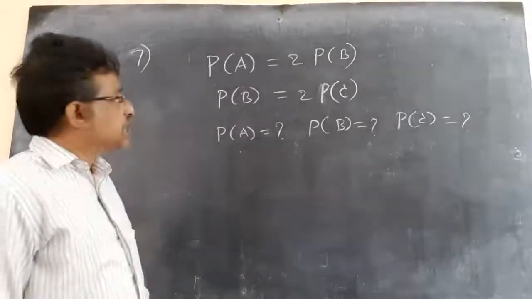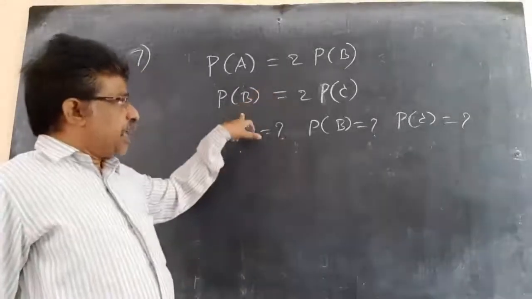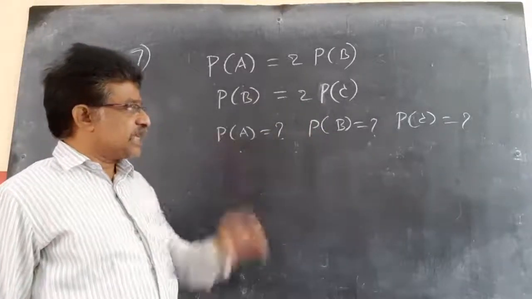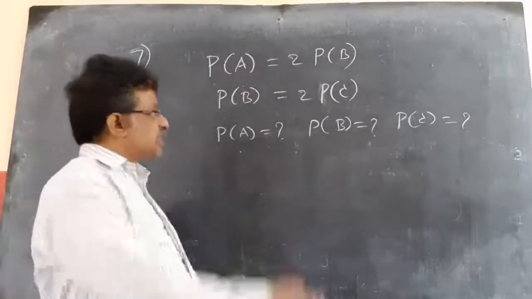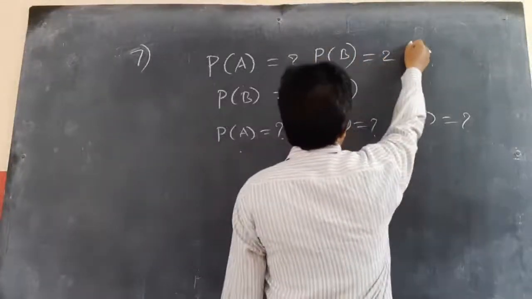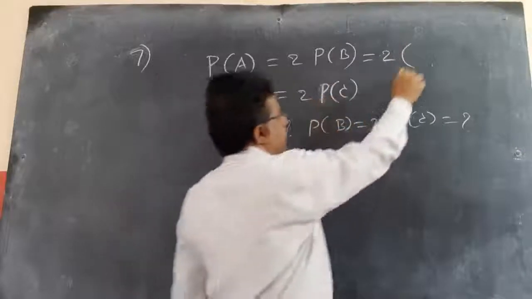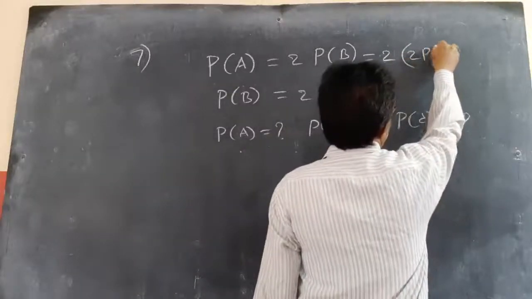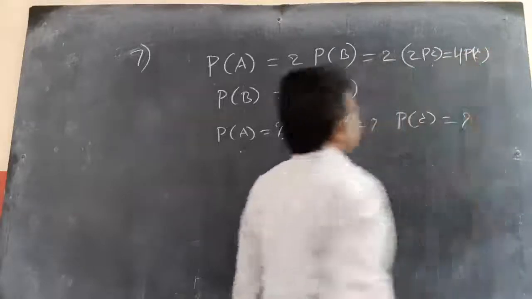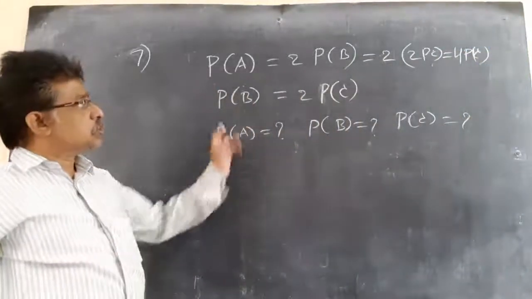So before that, P of B is 2 times P of C. If I am taking P of C as x, then I will substitute 2 times P of C here. 2 into P of B means 2 times P of C, and 2 times P of C is nothing but 2 into 2, 4 P of C. So P of A equal to 4 P of C.